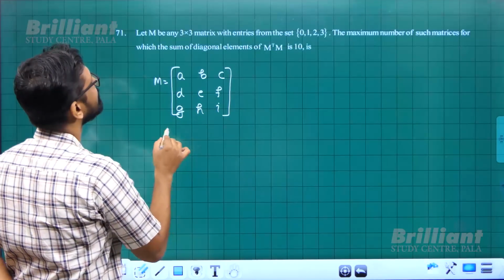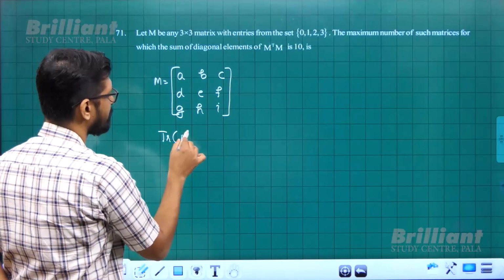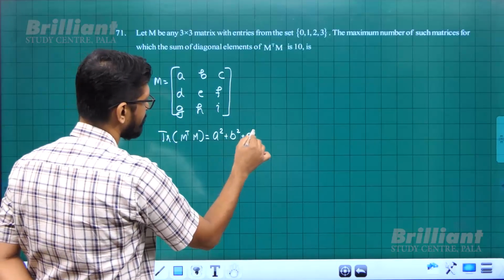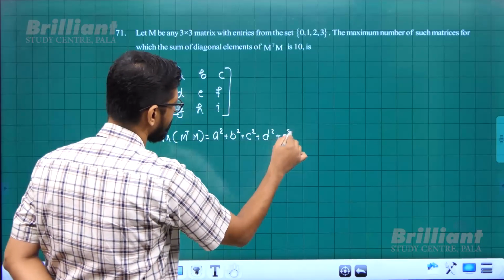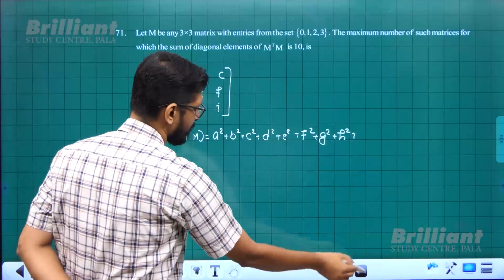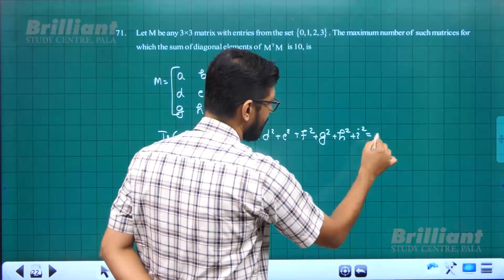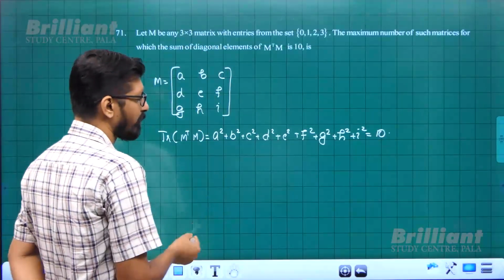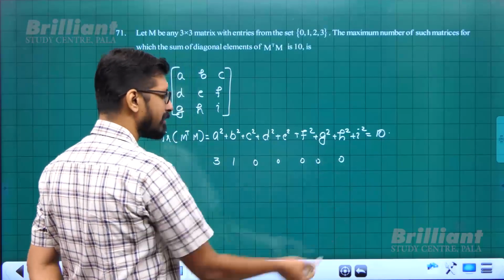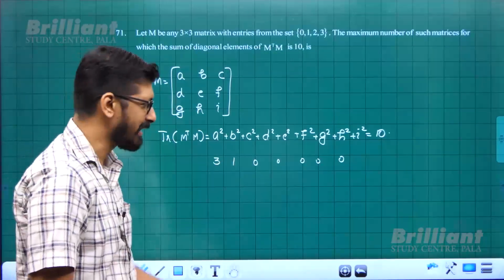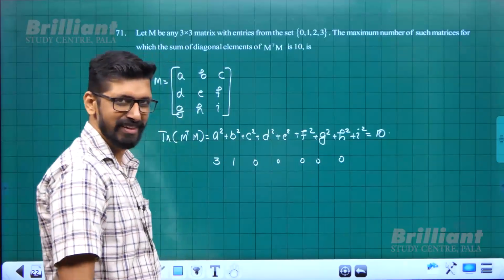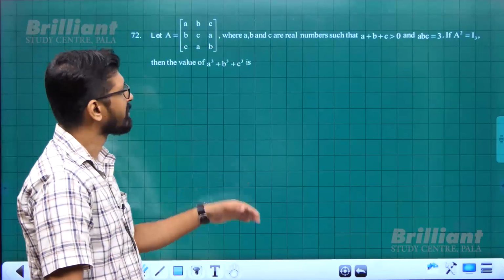സോ സം ഓഫ് ഡയഗണൽ എലമെൻറ്റ്സ്, ട്രേസ് ഓഫ് M transpose M എന്ന് പറയുന്നത് നിങ്ങൾ കണ്ടതാണ്. a square plus b square plus c square plus d square plus e square plus f square plus g square plus h square plus i square is equal to 10 കിട്ടണം. ശരിയല്ലേ? ഒരെണ്ണം മാത്രം 3യും ഒരെണ്ണം 1ഉം ബാക്കിയെല്ലാം 0യും വരുന്ന പോസിബിലിറ്റി. നമുക്ക് പോസിബിലിറ്റീസ് എല്ലാം എടുത്ത് എണ്ണി നോക്കിയാൽ മതി. പെർമ്യൂട്ടേഷൻസ് ആൻഡ് കോമ്പിനേഷൻസിലേക്കാണ് പോകുന്നത്. ഒത്തിരി കണ്ട് ശീലിച്ച ചോദ്യം. അടുത്ത ചോദ്യം സെയിം ക്വസ്റ്റ്യൻ പോലെ തന്നെ.